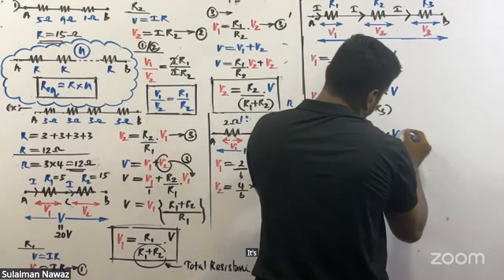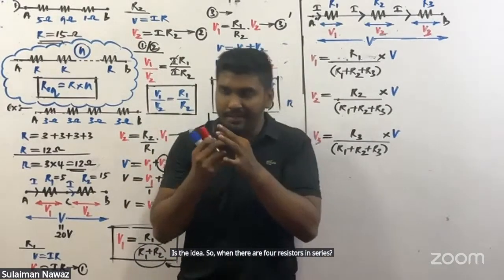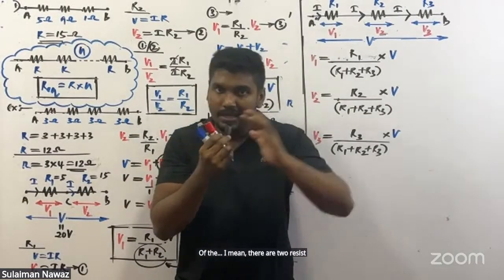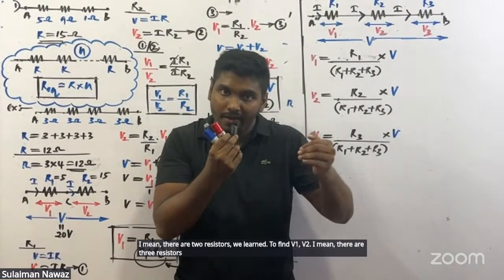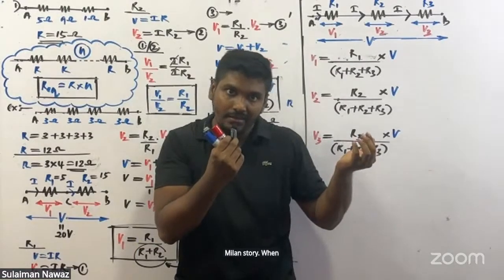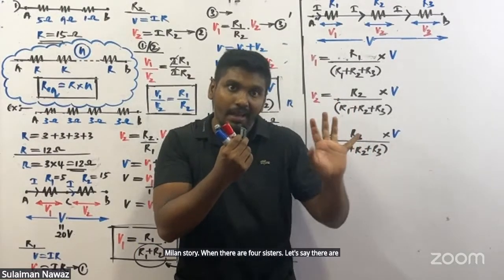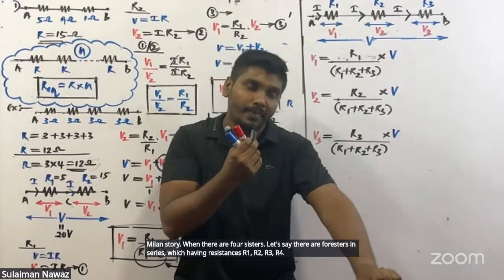That is the idea. When there are two resistors, we learned to find V1, V2. When there are three resistors, to find V1, V2, V3, we learned the story. Now let's say there are four resistors in series, having resistances R1, R2, R3, R4.